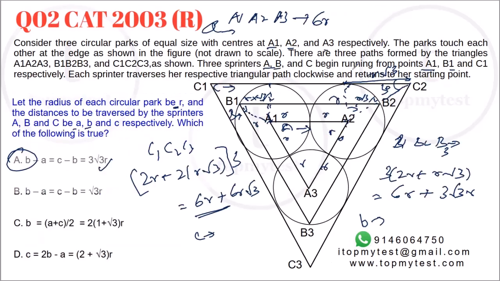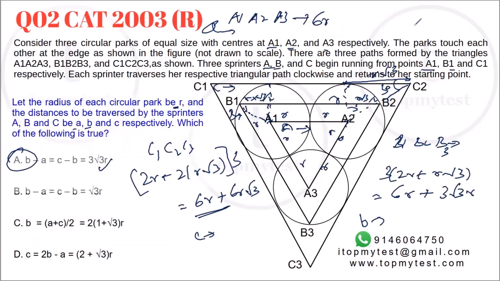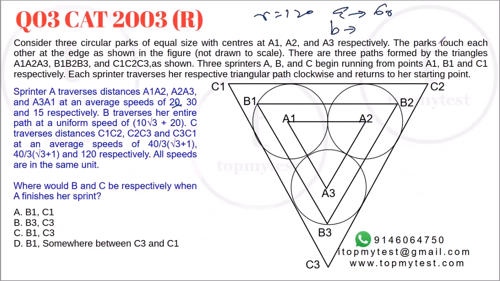Distance covered by A will be 6R. Distance covered by B is 6R plus 3 root 3R. And by C is 6R plus 6 root 3R. Right. Now let's see what is given. A's speeds are 20, 30 and 15. So A covers the first distance at 20, the second distance at 30, the third distance at 15. Right. So what will be the time taken?